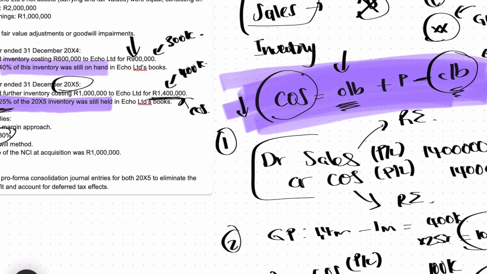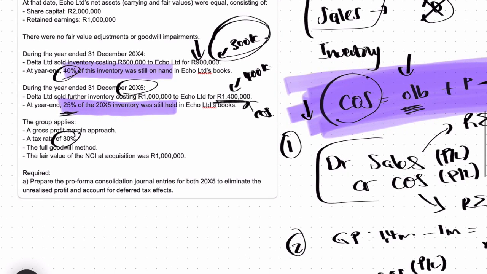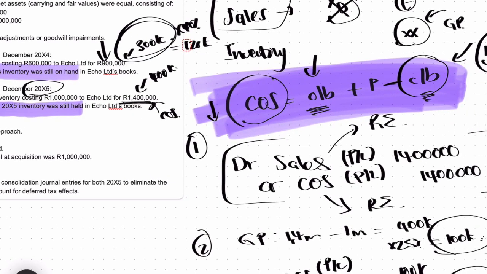And so last year we had this gross profit of 300,000, but 40% of this is on hand at the reporting date, at the end of last year, because it is sitting in my inventory balance. And so 40% of that is 120,000. If I think about my cost of sales calculation, my opening balance includes 120,000 of unrealized profit that is overstating my inventory.